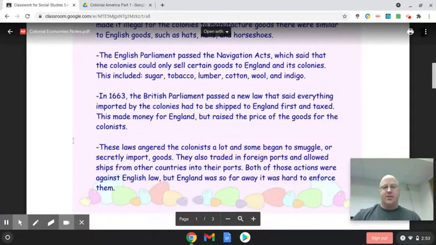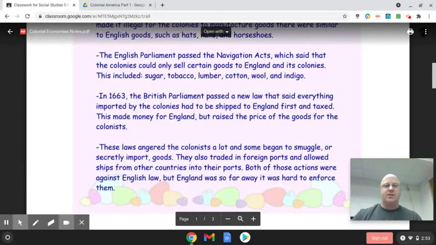So in 1663, the British Parliament, there I changed it to British. Eventually, England would become part of Great Britain. Great Britain consists of 4 countries: England, Wales, Northern Ireland, and Scotland. Together they form Great Britain. So when I say English Parliament, British Parliament, basically the same thing.